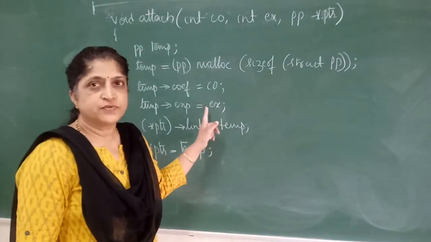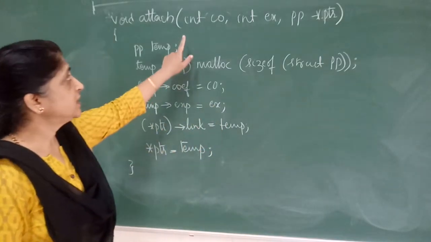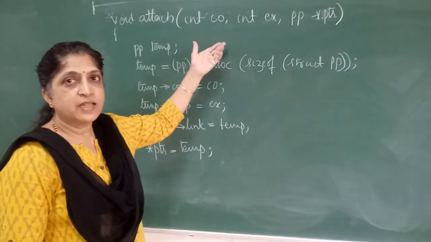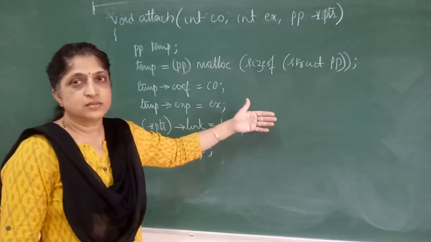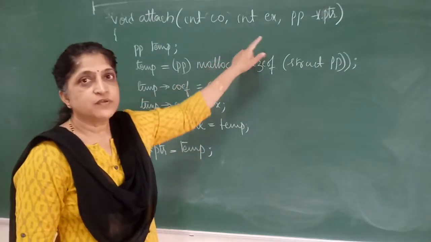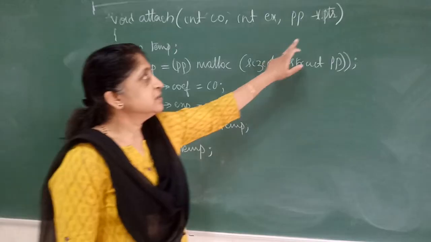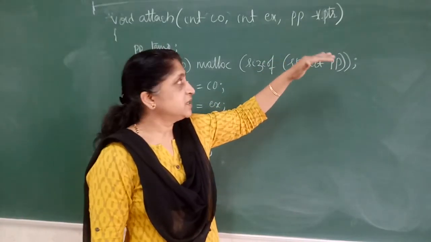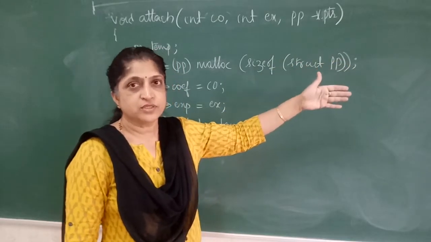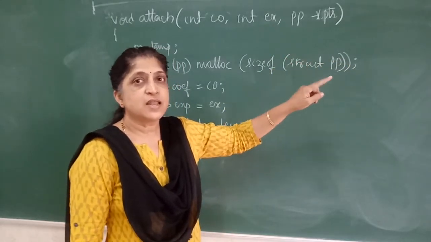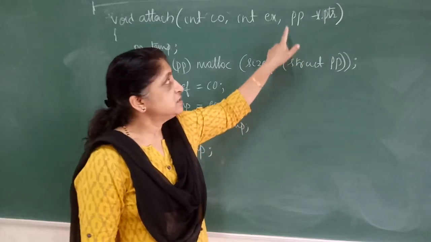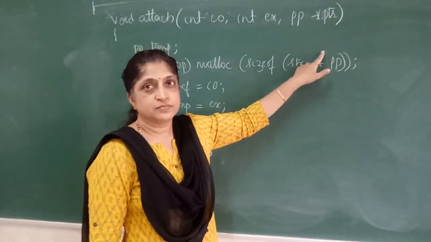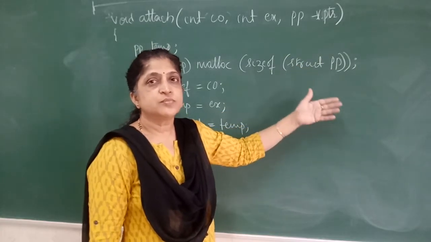This is the attach function. This attach function takes three arguments: one integer type coefficient value which we want to add into the node, and the exponent which we want to add into the node, and this is a pointer. This function is called from the polyadd function. So whatever is currently the last node, a pointer to that last node is sent as an argument here.